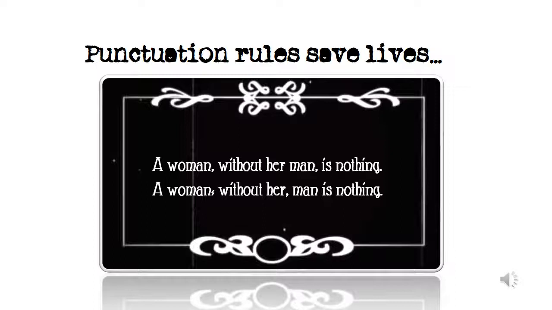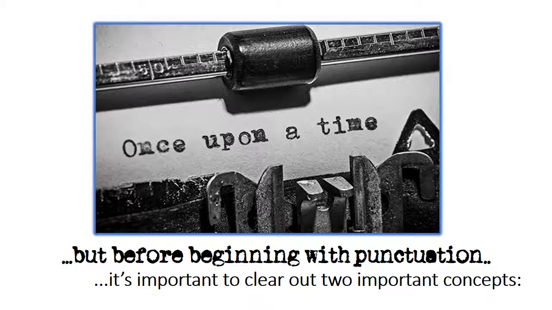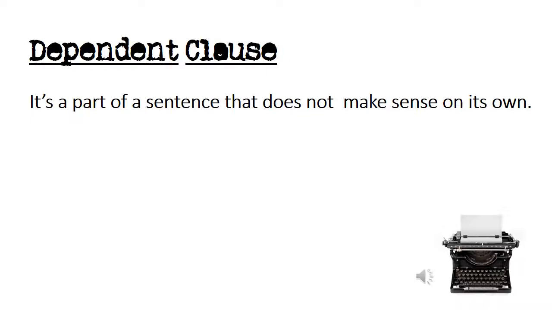Now that you have noticed the importance of punctuation, we can go to serious business. Some basic rules of punctuation. But before beginning with the rules, we have to understand two important concepts. The first one is dependent clause. Sentences are sometimes built up by clauses. Clauses are little strings of words that make meaning. The dependent clauses are those strings of words that give you an incomplete meaning.